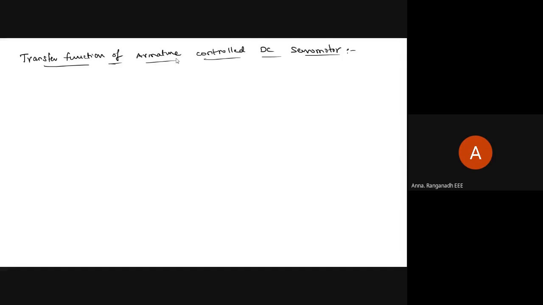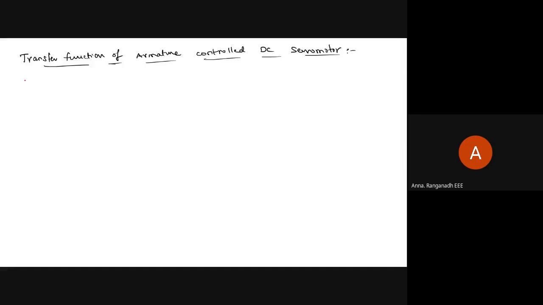Today we are going to discuss the transfer function of DC servo motor. Those transfer functions are described in two control methodologies. One is armature control, the other one is field control. So first of all, we'll discuss the armature controlled DC motor.